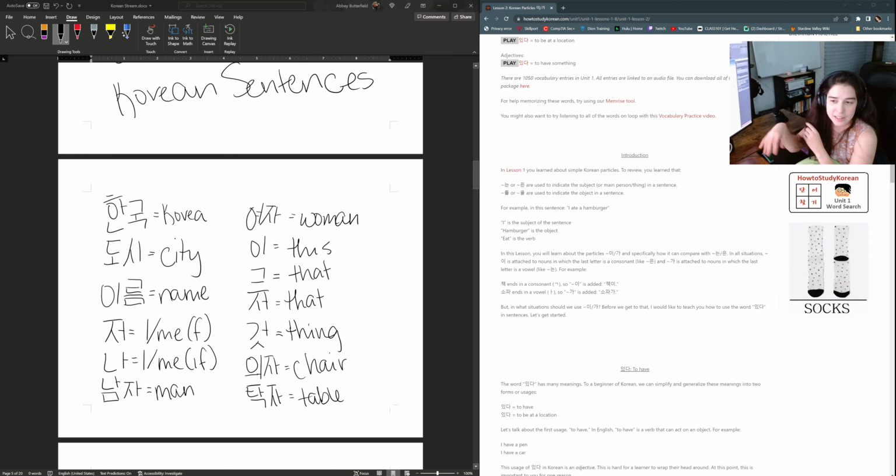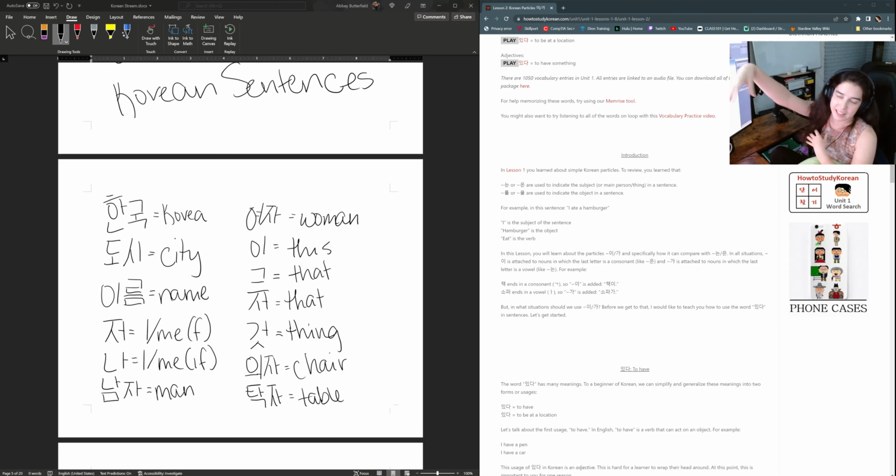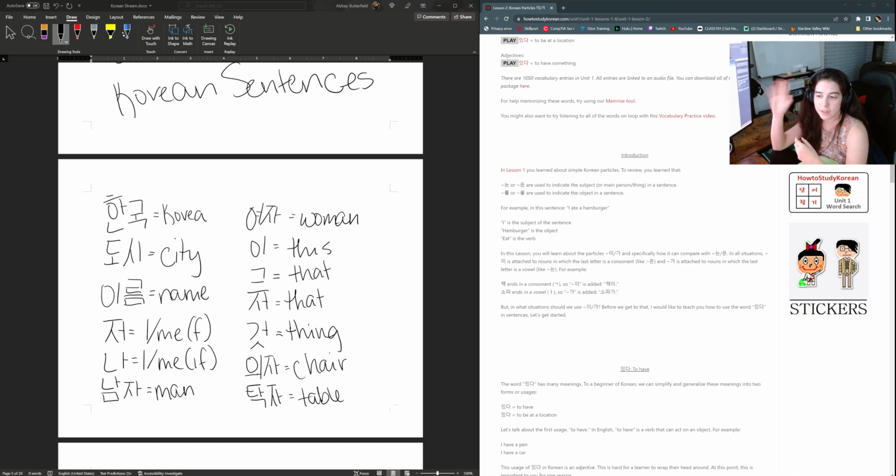So we had Hanguk, which is Korea, Doshi, which is city, 이름, which is name, 저, as in I, me formally, 나, which is I, me informally, 남자, which is man, 여자, which is woman, 이, this, 이것 is this thing, 그, which is that, from a previous sentence or someone you were just talking about, or 그것, which is that thing from a previous sentence, Jo, which is something really far away, or Jokot, which is literally that thing.